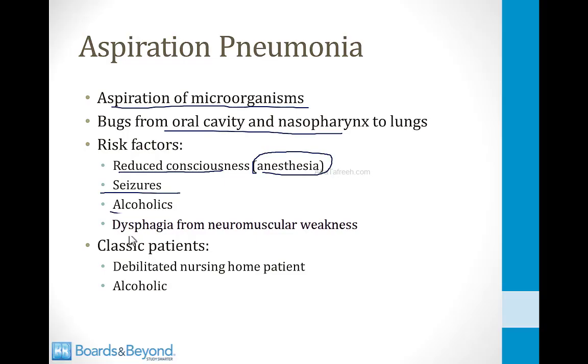And then finally, people with dysphagia for any reason. This commonly occurs in very elderly, frail patients, but it can also occur in people with ALS or myasthenia gravis who have neuromuscular weakness. Classic aspiration patients are debilitated nursing home patients or alcoholic patients. They can aspirate contents into their lungs.